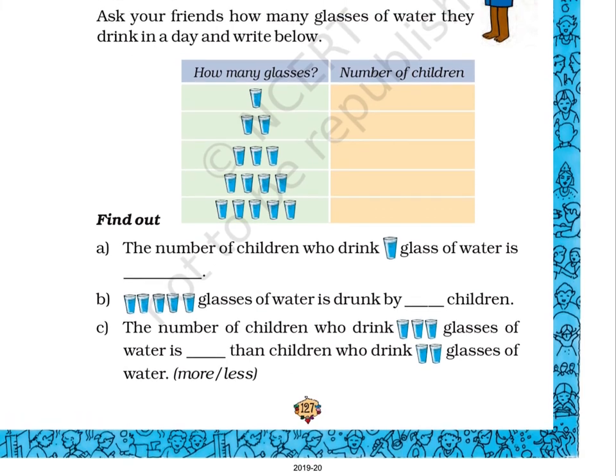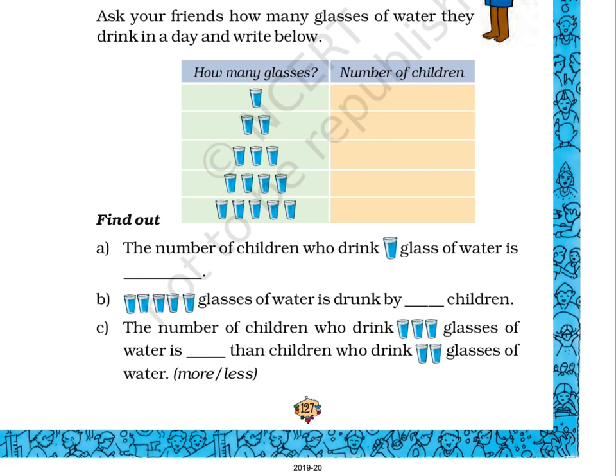Row 3. Column 1 has a picture of 3 glasses of water and column 2 has space for writing the number of children who drink 3 glasses of water in a day. Row 4. Column 1 has a picture of 4 glasses of water and column 2 has space for writing the number of children who drink 4 glasses of water in a day.